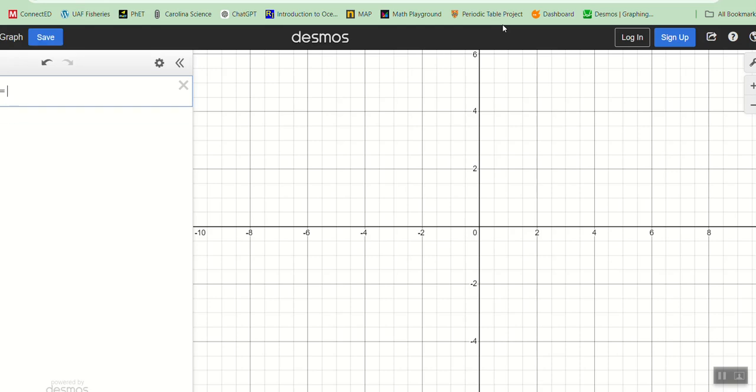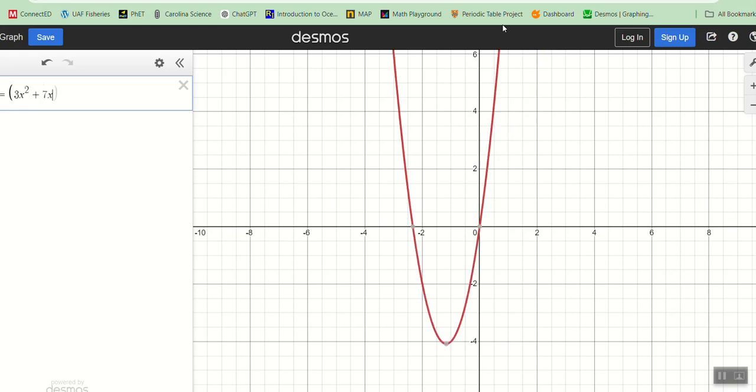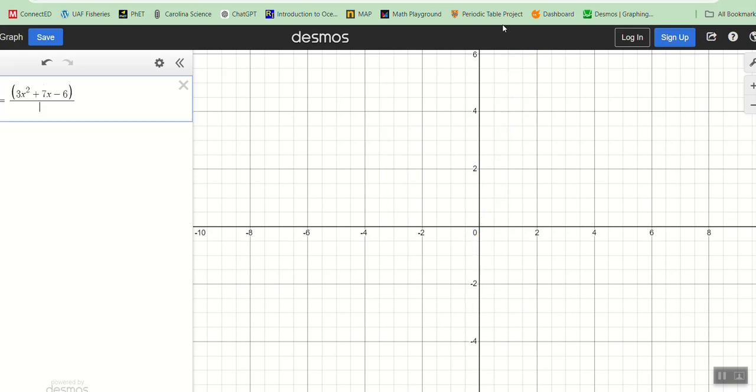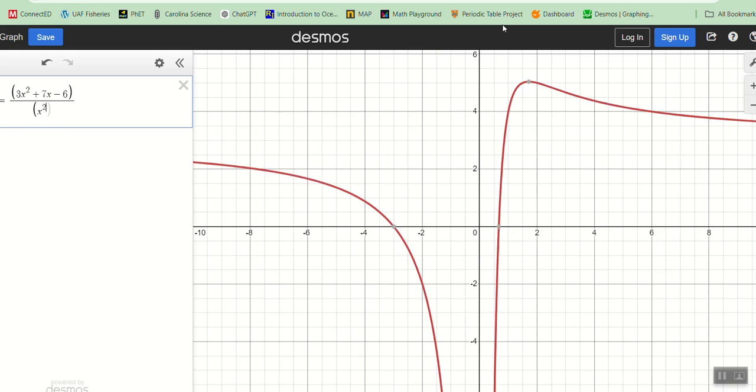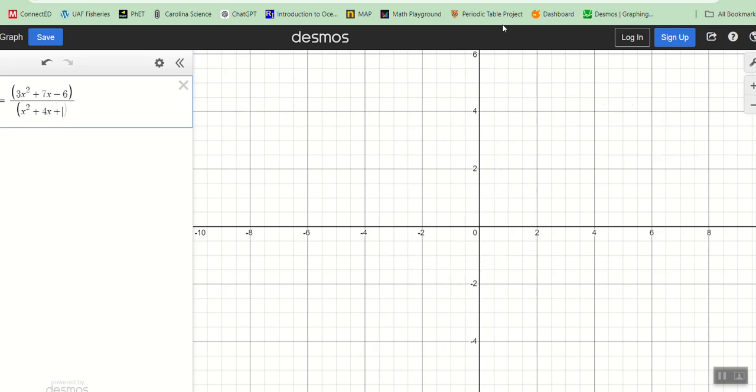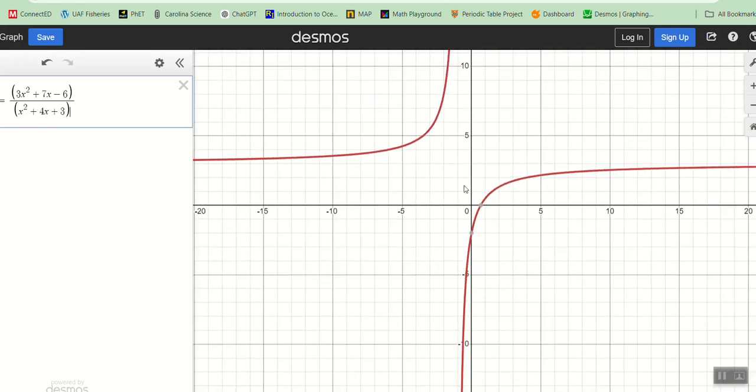Okay, let's check it out. F of x equals. Can somebody read me the original function? 3x squared plus 7x minus 6, divided by x squared plus 4x plus 3. Okay. Does that look like the graph we just made?